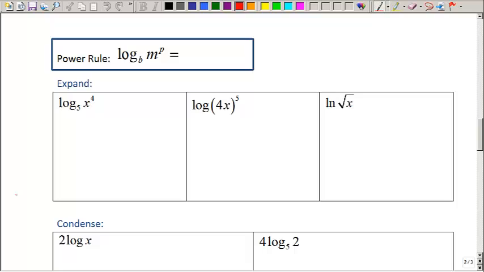The third property or rule that we'll be talking about today is called the power rule, which says log base b of m raised to an exponent p can be rewritten as p times the log base b of m. Essentially, you take the power or the exponent and move it down to become the coefficient. This does seem a little weird, where you move the exponent down to be a number multiplied by the front, and some students might ask, where did this come from?